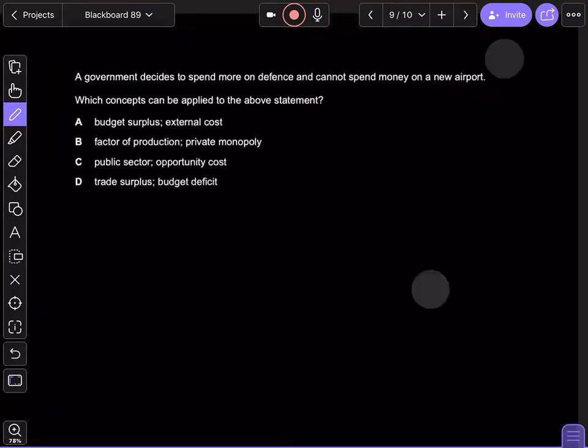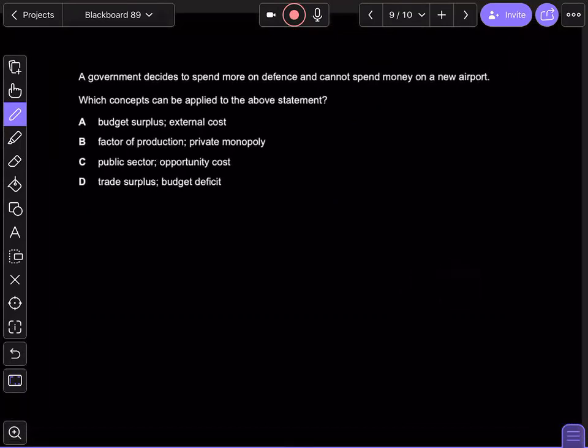Now let's look at this question. Again, it is government and the opportunity cost. A government decides to spend more on defense and cannot spend money on new airport. So this is their option one. They are choosing defense rather than spending their money on new airport. Which concept can be applied to the above statement?